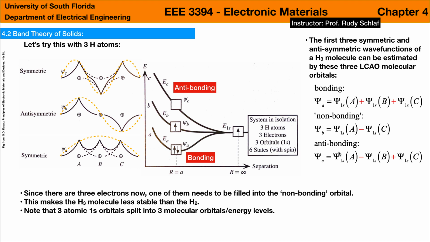Now the third combination, where we do A minus B plus C, that yields again a symmetric solution, and this symmetric solution has probability distributions that are 0 in between the nuclei, and of course that means that the protons here see each other very clearly, and so they have maximum repulsion, and that gives us this really steep energy curve when we reduce the distance between the atoms.